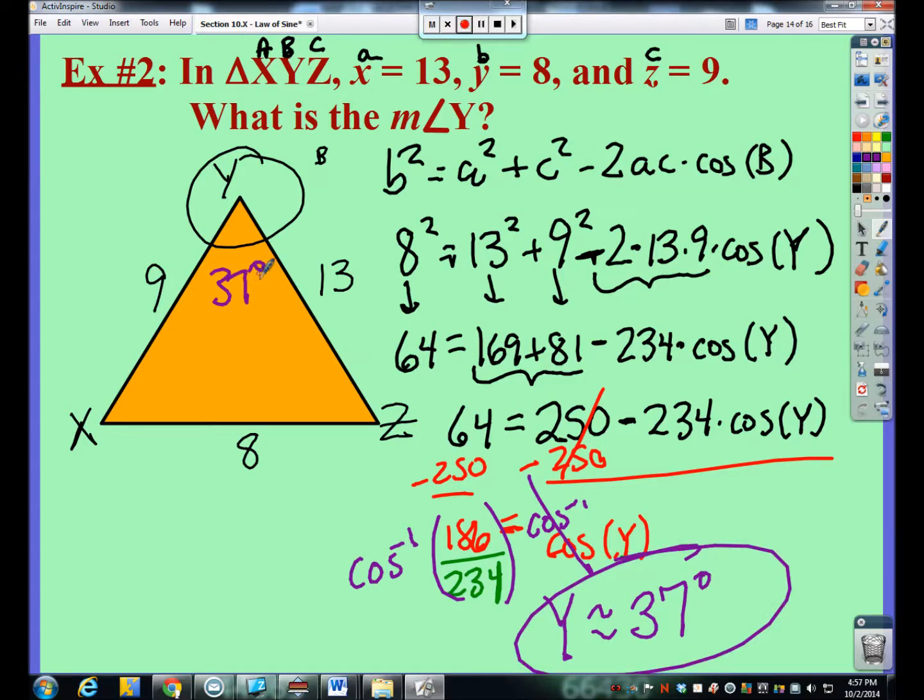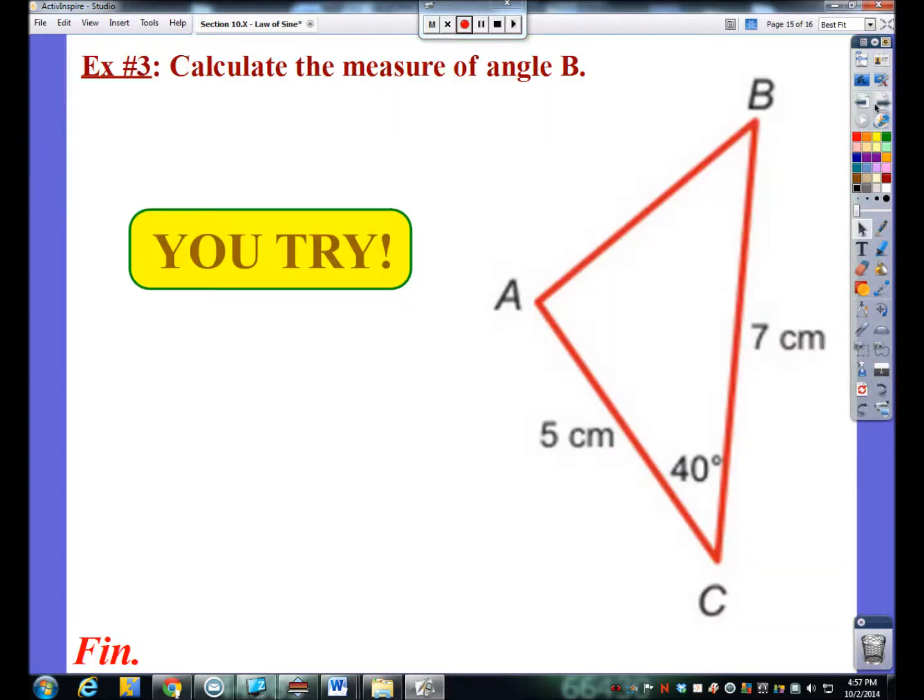Now at this point, if I needed to figure out something else, I know a side angle combination. I know side y and angle y. So I could now use the law of sines, which might be a better option for figuring out angle x or angle z, instead of using the law of cosines over again, because holy cow, that was a little bit of a workout, right?